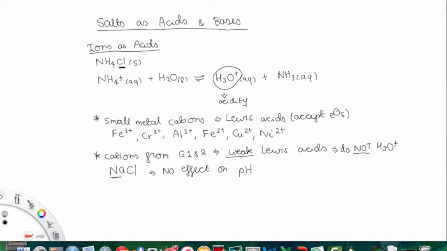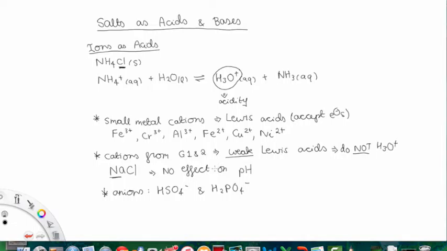Very few anions act as acids because it is more difficult for an anion to lose a proton. Exceptions are anions such as HSO4- and H2PO4-.